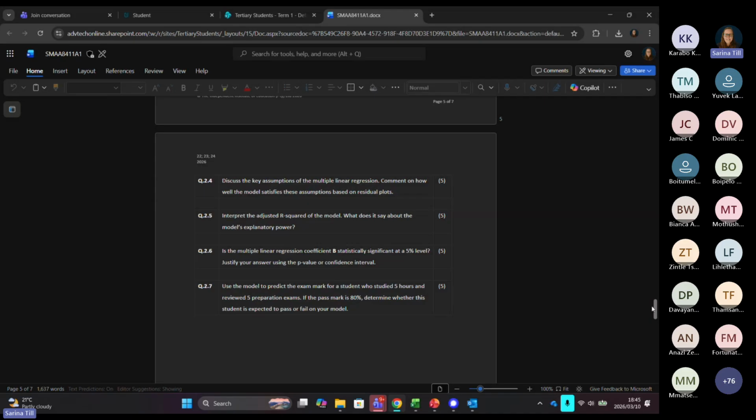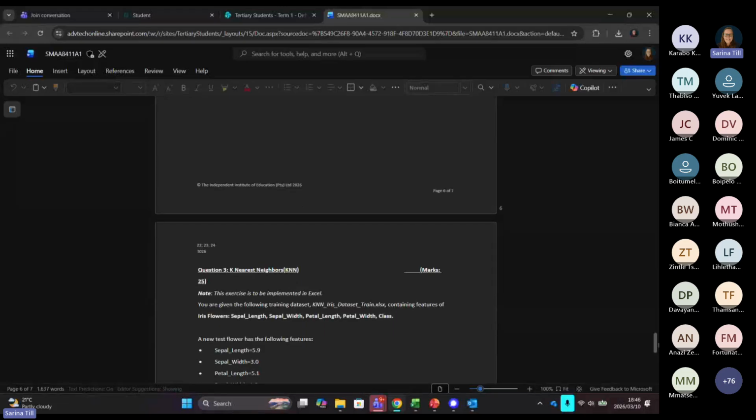And then you're just going to use the model to make a prediction. It's going to tell you that you have a student that studied 5 hours and prepared 5 preparation exams, and the pass mark is 80. Determine whether the student is expected to pass or fail the model. So you're going to plug it in and predict his pass mark and say he's predicted to pass or he's predicted to fail.